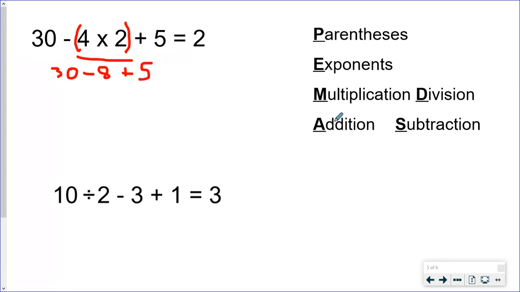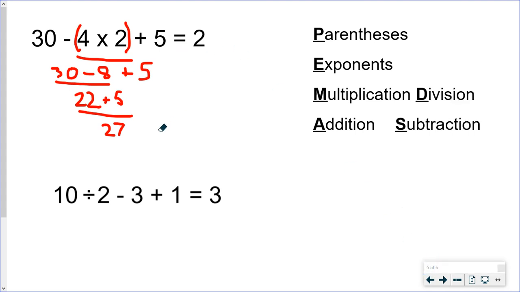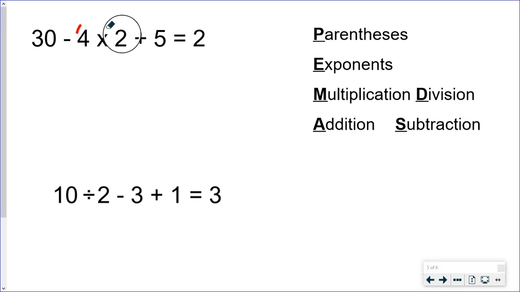No multiplication or division. I have addition and subtraction, so you always do whichever one is listed first, which is the 30 minus 8. 30 minus 8 is 22. And now I have 22 plus 5, which is going to give me 27. So it looks like, again, I didn't get the right answer. I'm supposed to get the number 2. So I'm going to go ahead and erase that and get that out of here.